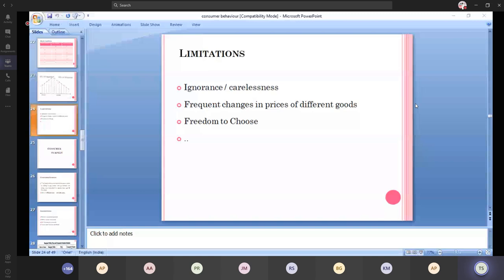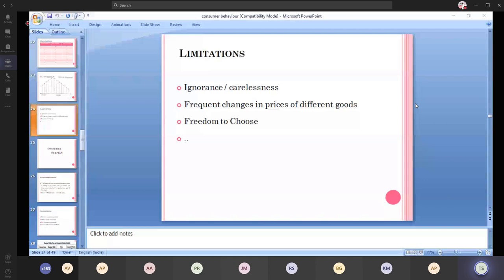And so these are the limitations: ignorance and carelessness. This theory says the consumer consumes only 2 commodities which are available in the market, but in the real world we have so many varieties, so many substitutes, and also there will be changes in the prices of those commodities. But this theory assumes all others are constant, that is the price won't change, but in the real world the prices will always be changing. And freedom to choose out of so many availabilities.